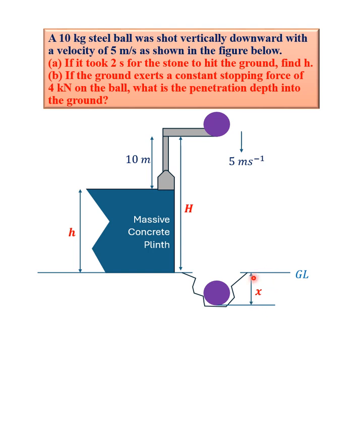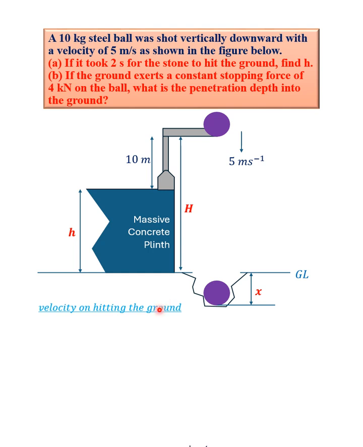To consider the motion from the ground level, we therefore need the speed of the ball with which it hits the ground. With what velocity did this steel ball hit the ground? That will be the start point of the second motion from this point to this point. So let's start by finding the velocity on hitting the ground.